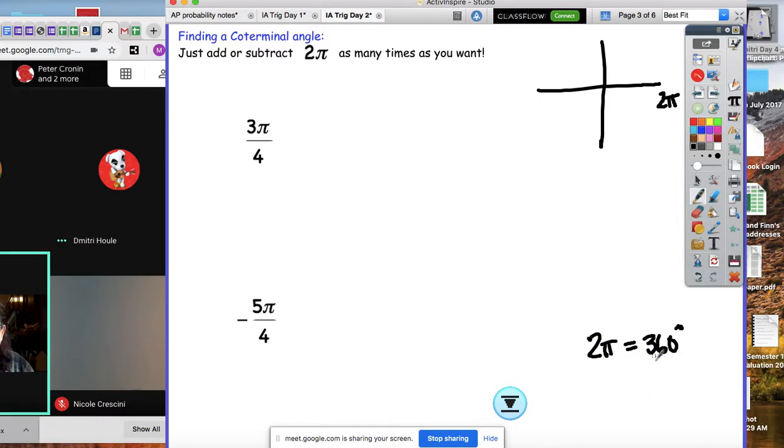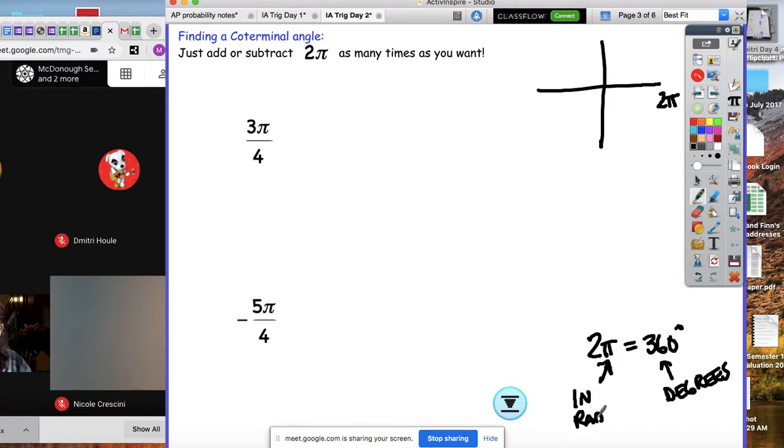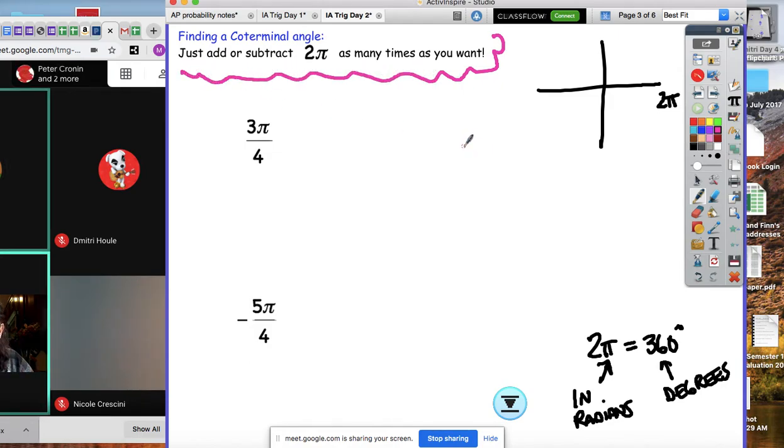They are the same thing. This one is in degrees, and 2 pi would be in radians. Think of it like languages: when we're talking in degrees, that's like English, and 2 pi is like French or something. So instead of adding or subtracting 360, we're going to add or subtract 2 pi. It'll be the same concept.